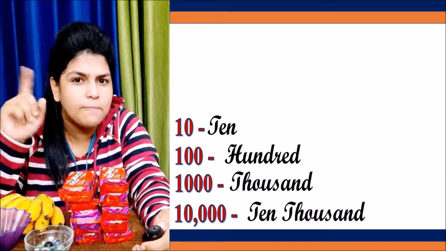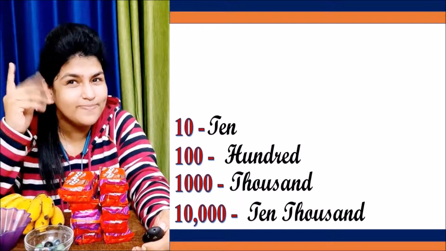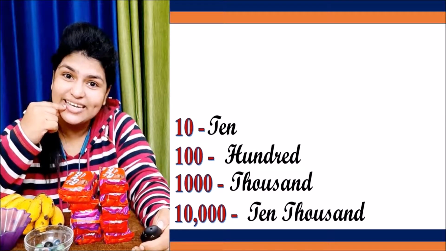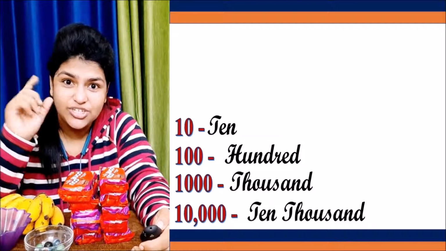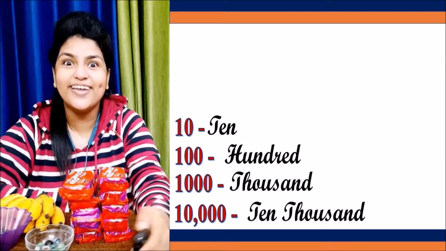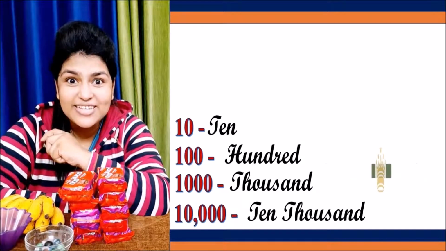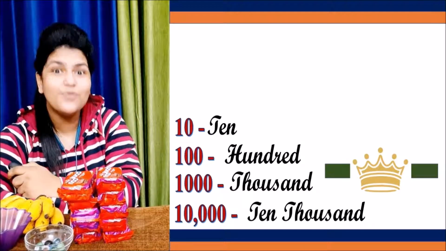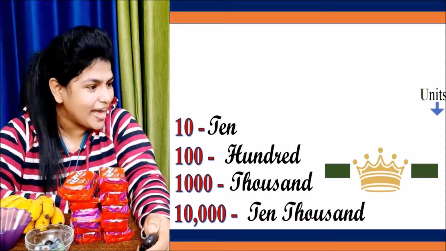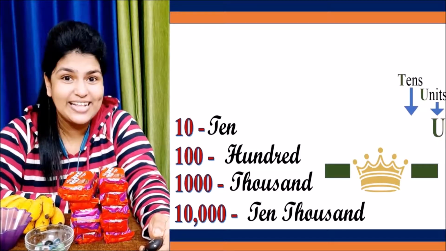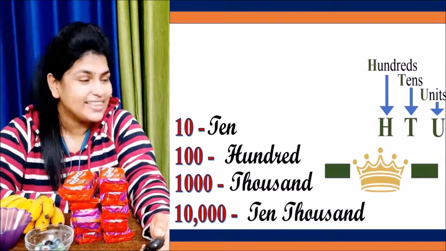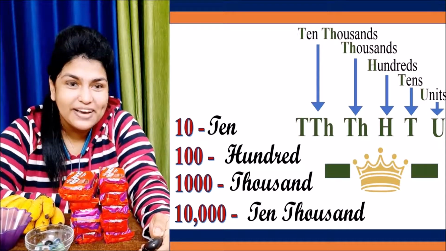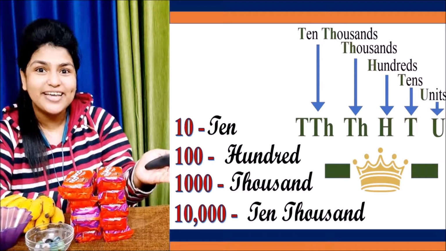10, 100, 1,000, 10,000. Does it ring a bell? Reminds you of something you learned in the last math session. In the last math session, do you remember? Yeah, the numbers ka kingdom, right? Alright, we had so many numbers. And what were the numbers fighting for? The place value, correct? Alright, and so we have units with a U, tens with a T, hundreds with H, thousands with TH, and 10,000s with TTH. Remember, correct? That's what we have over here, right? This is what we get.